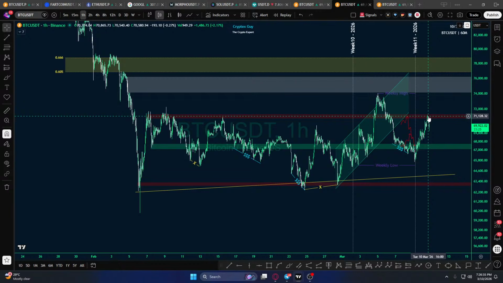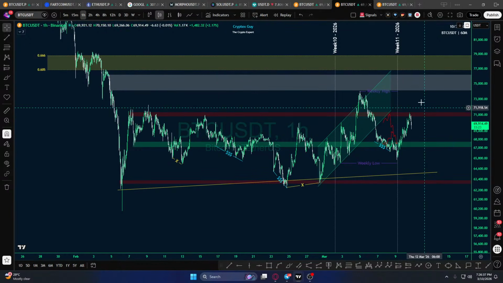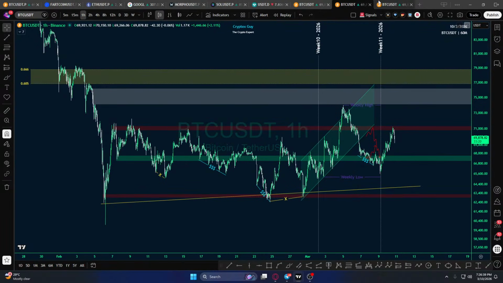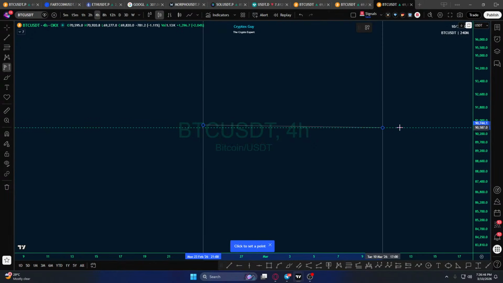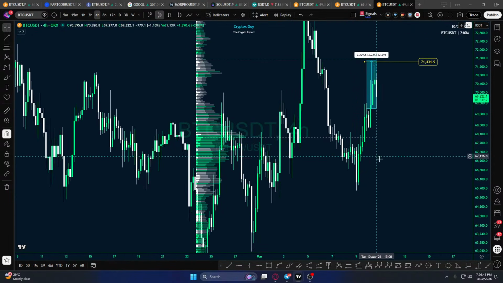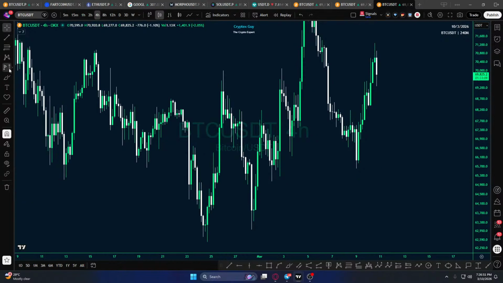If you don't know what POC is, POC is the point of control. Let me just open a clear chart. Yep, this is a clear chart. This is the fixed range volume profile. Let me just clear it up.